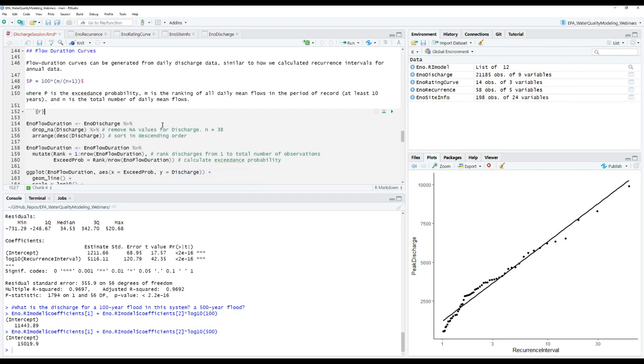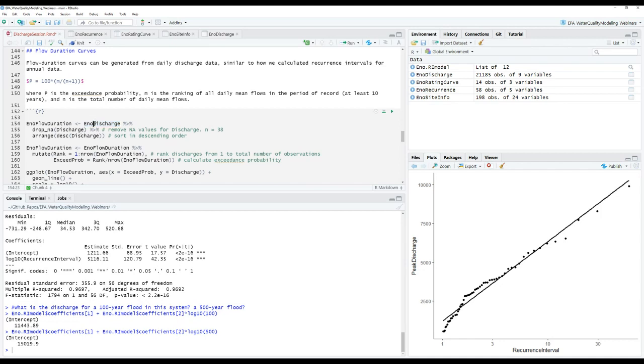Okay, here's how we would put together a flow duration curve. So let's make a new object called Eno flow duration. We're using the same discharge data set that we've been using the whole time. This specific calculation doesn't involve water year at all, so you should be good to go to just work through those without needing to change any code in this chunk.